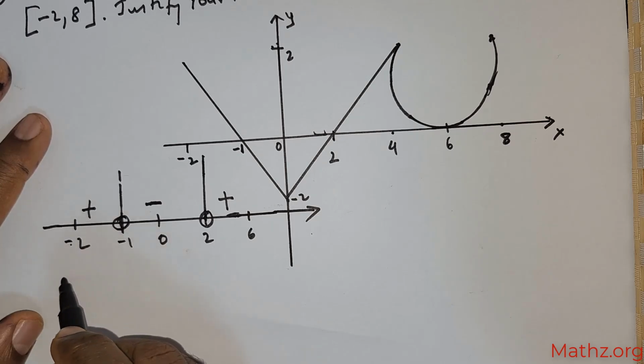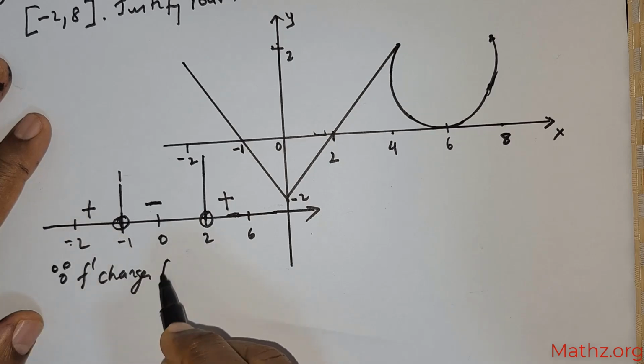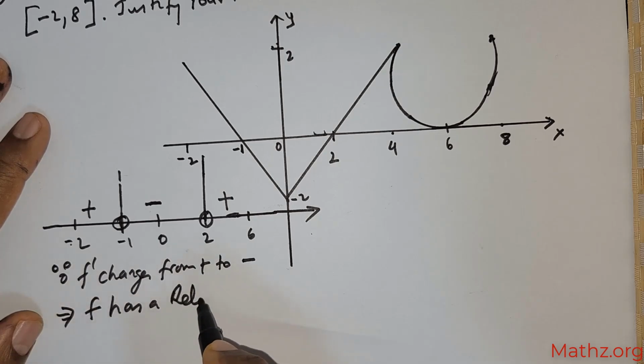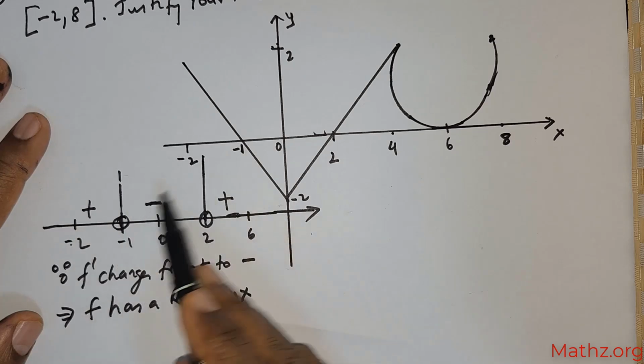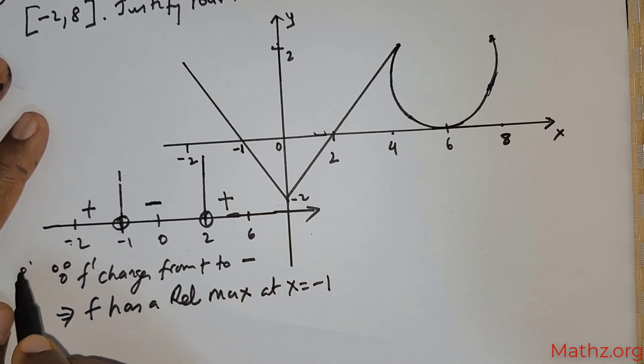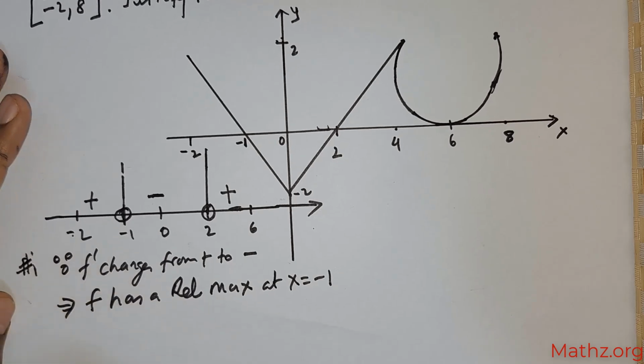Let me write that down here. f′ changes from positive to negative, so that would mean there is a relative maximum. This implies f has a relative maximum. Where is it taking place? At x = −1. So this is the first point. Let me name it like that.